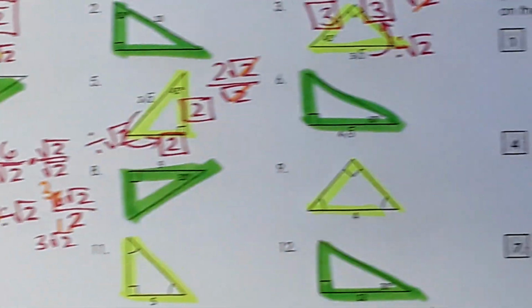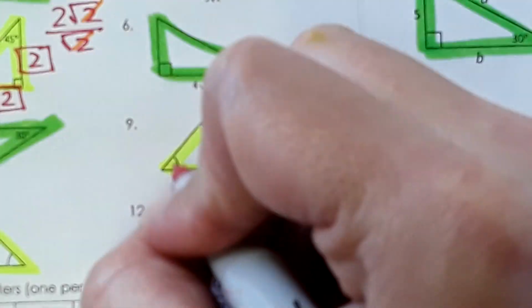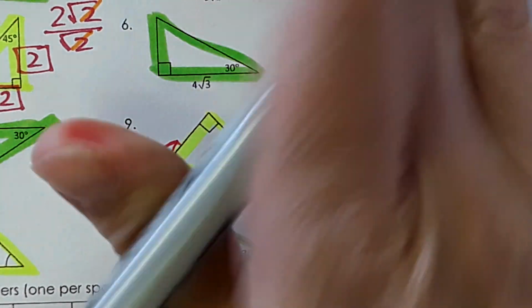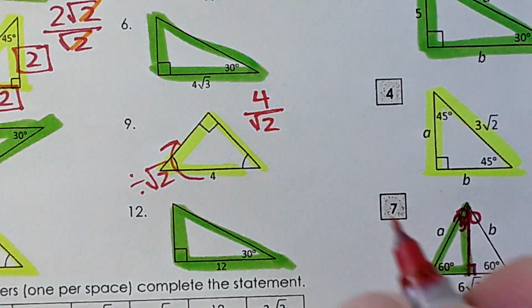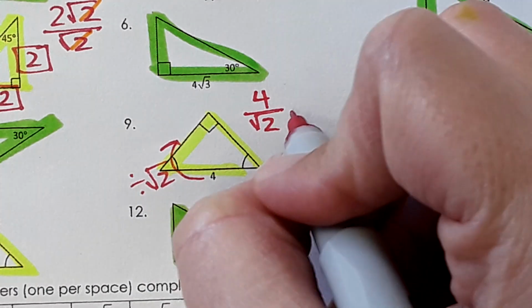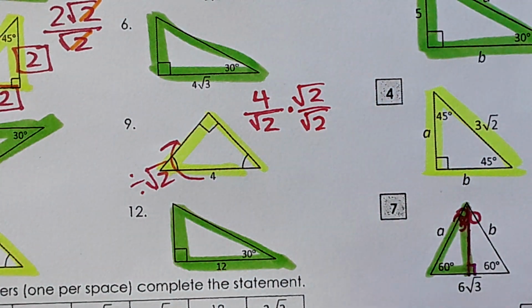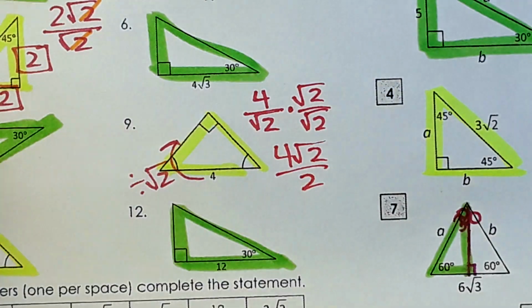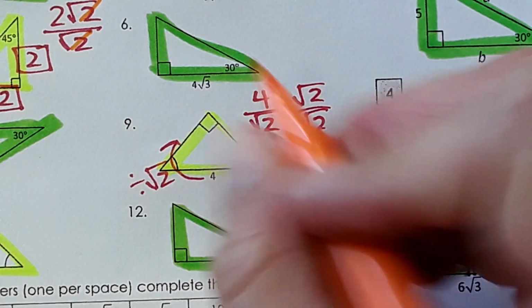Okay, moving over to number 9. This is almost the same problem as the last one. We are dividing by square root of 2 again to get the leg. Then from here, multiply like this. Four and 2 can both be divided by 2 to simplify it.